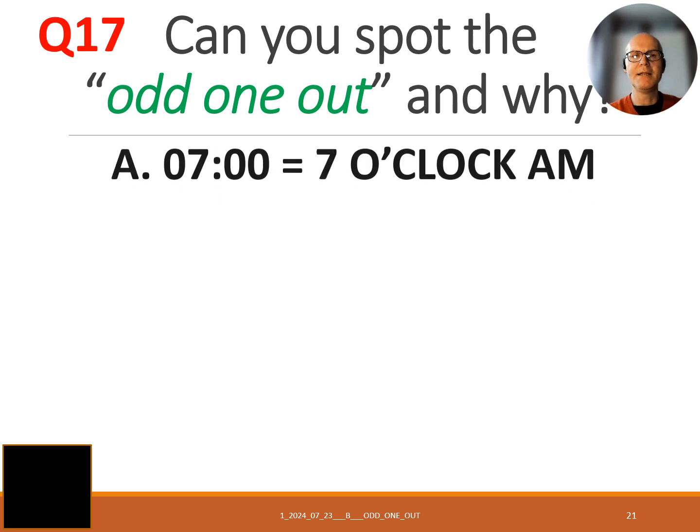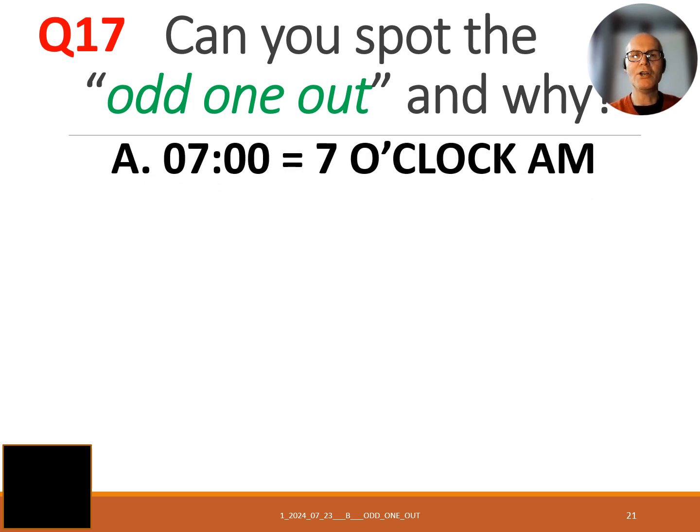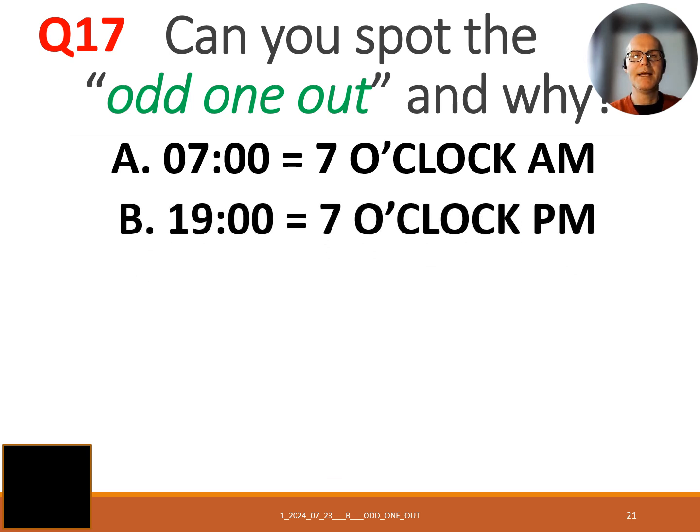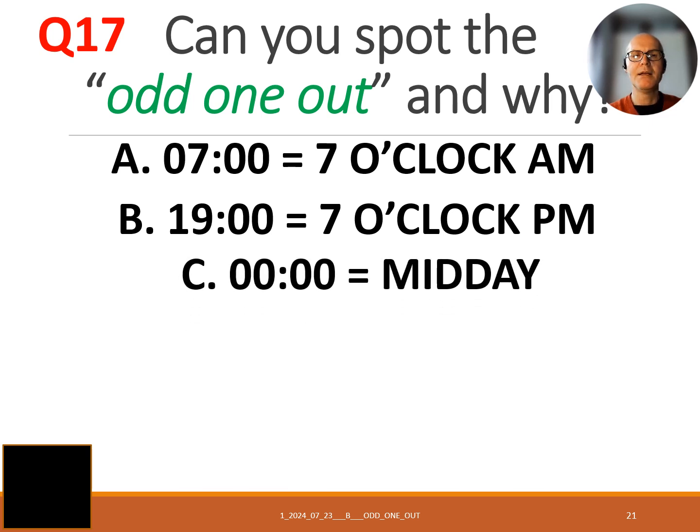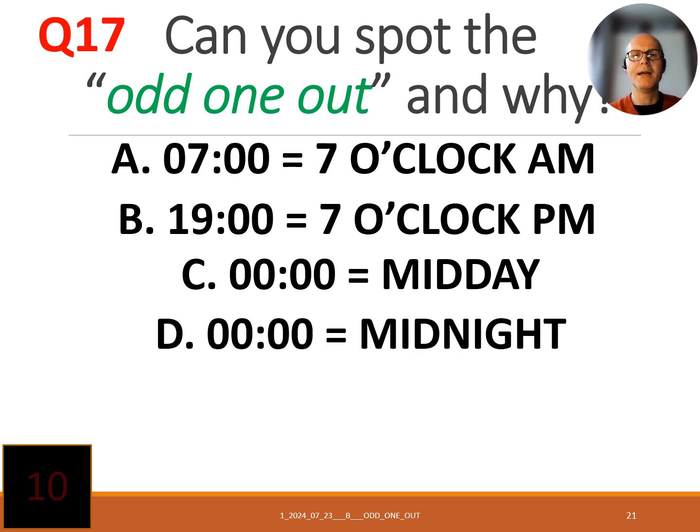Question 17. A. 0700 equals 7 o'clock AM. B. 1900 equals 7 o'clock PM. C. 0000 equals midday, and D. 0000 equals midnight. What's the odd one out and why?